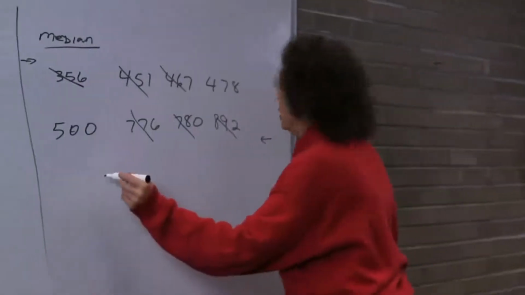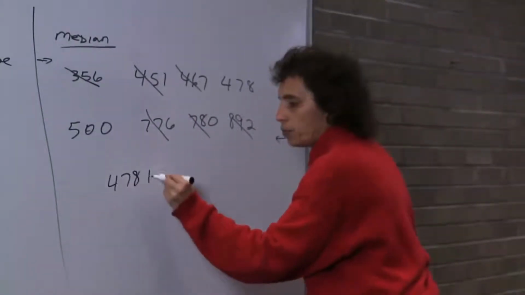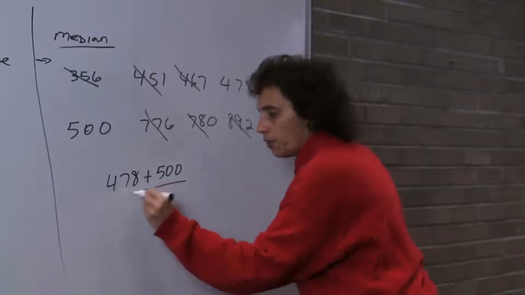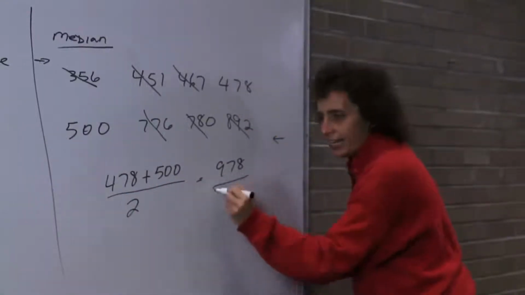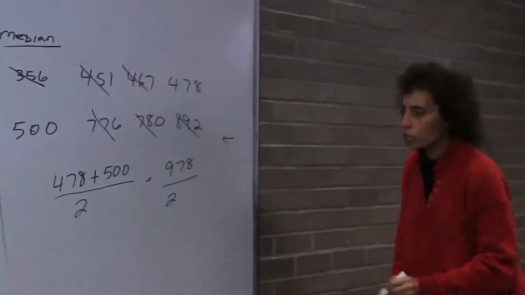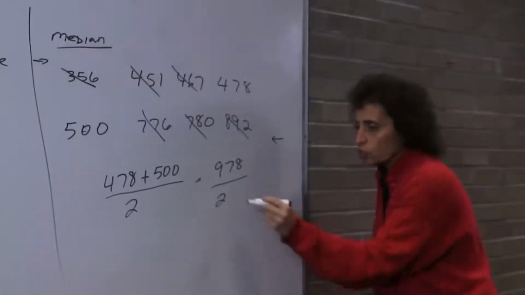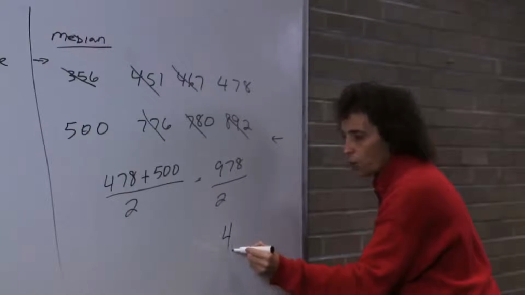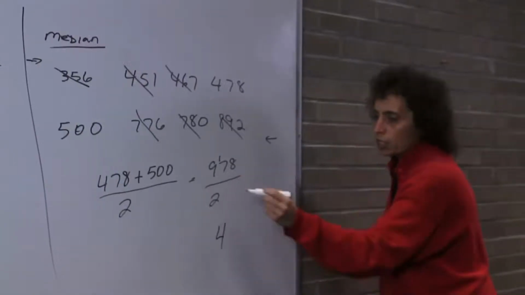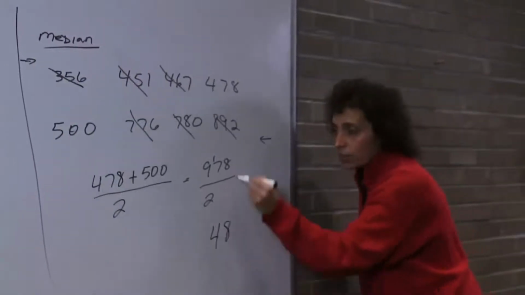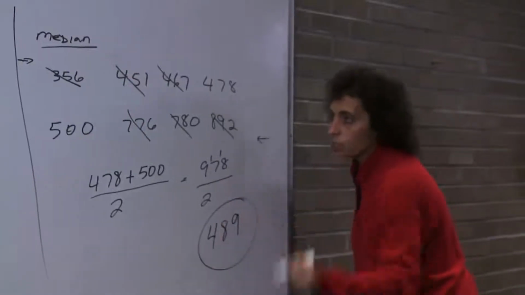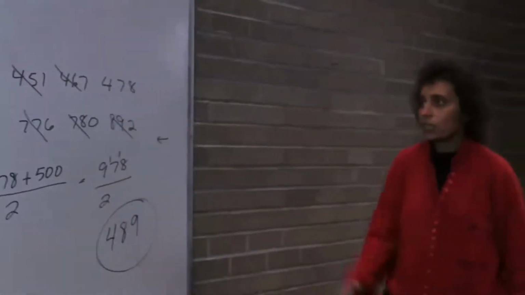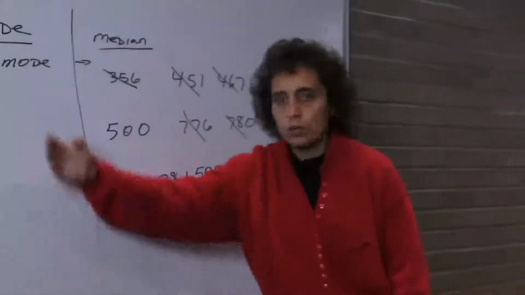Okay, so here we go. We're going to finish up the median. We have 478 plus 500 divided by 2. That's 978 divided by 2. We're going to do a little short division. 2 into 9 goes 4, remainder 1. 2 into 17 goes 8, remainder 1. 2 into 18 goes 9. So the answer is 489. So that's the median, and there's no mode. Okay?